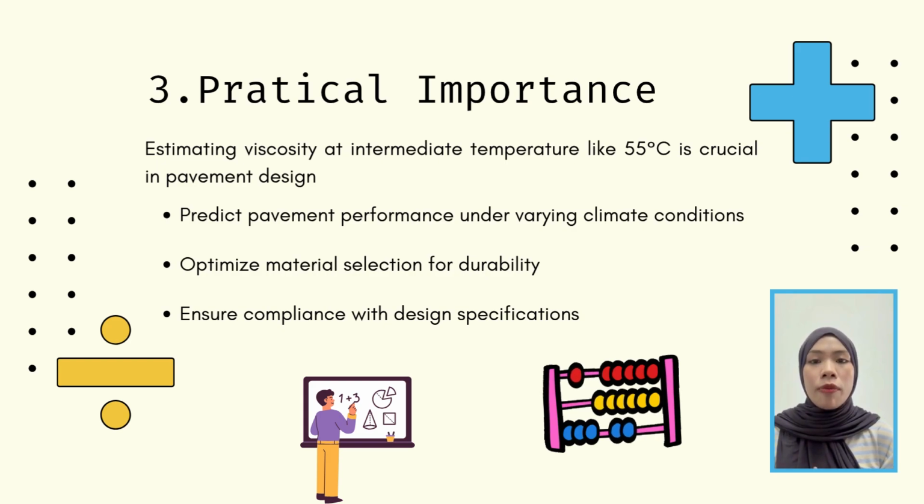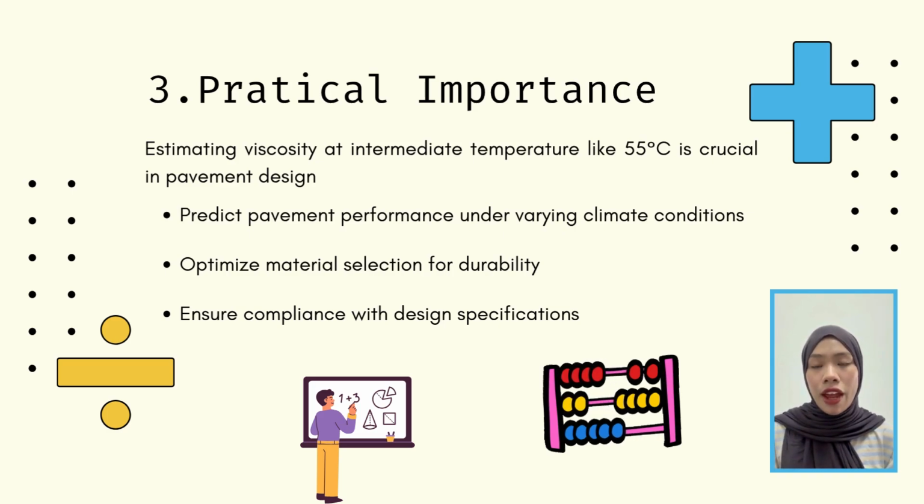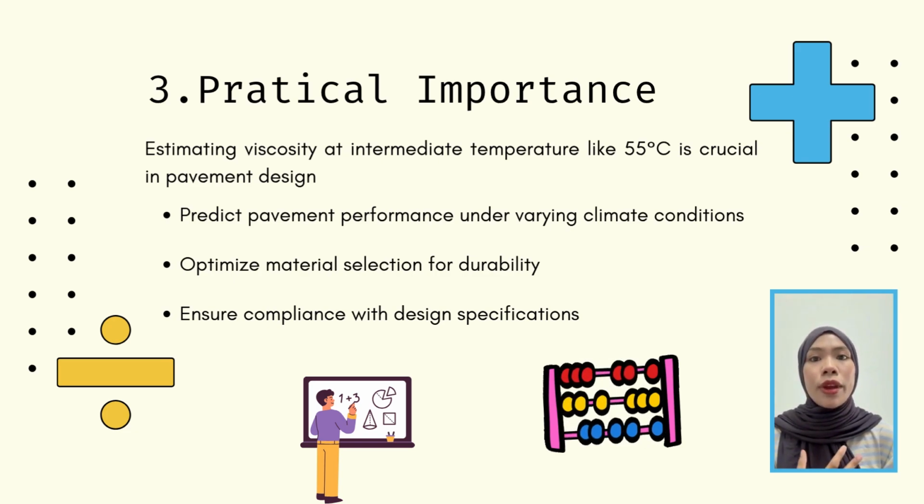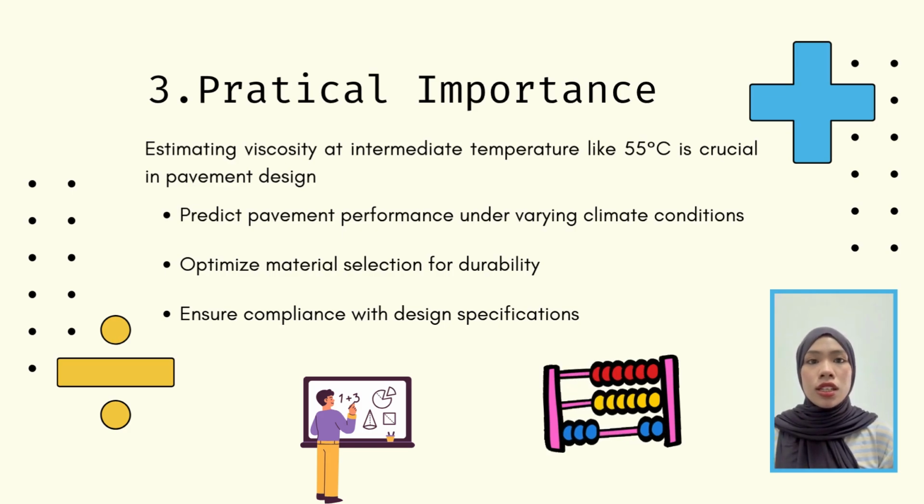So, why does this matter outside the lab? It's because of performance prediction. Roads face wheel temperature swings. Knowing viscosity at 55, a common intermediate temperature, helps predict how pavement will hold up. Next is material optimization. We can choose bitumen that won't turn to soup in the heat or shatter in the cold. Then compliance: meeting design specs ensures safer, longer-lasting roads.